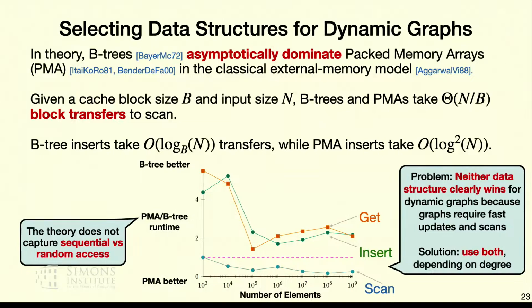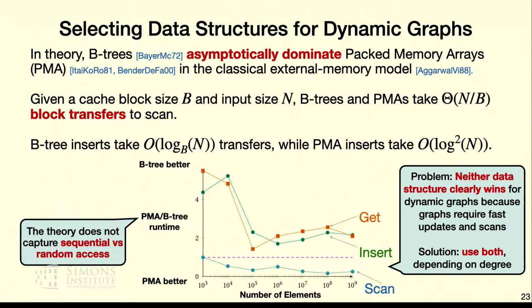And the reason for this multi-level design is the practical trade-off between PMAs and B trees. The theory tells us that B trees are always better than or match PMAs in terms of the asymptotics in the classical caching models. So if you only cared about the theory, you would pick B trees and be done with it. However, the reality is more complicated, because in practice neither is better for the operations that we care about in all aspects. So this is just a couple of micro benchmarks with PMA and B tree. The y-axis is PMA over B tree runtime. This dotted line is at 1, and above 1 means the PMA was slower, and below 1 means the PMA was faster compared to the B tree.